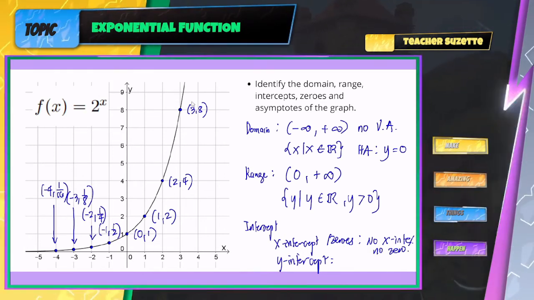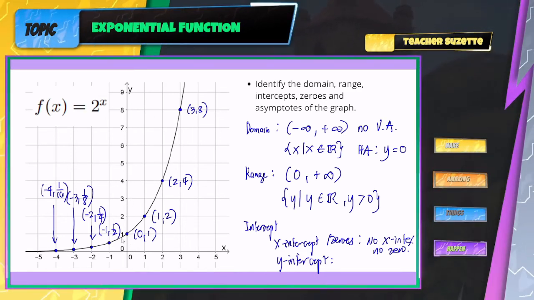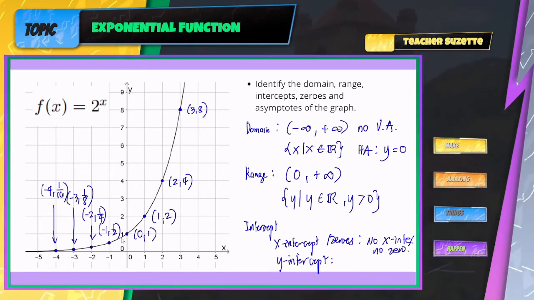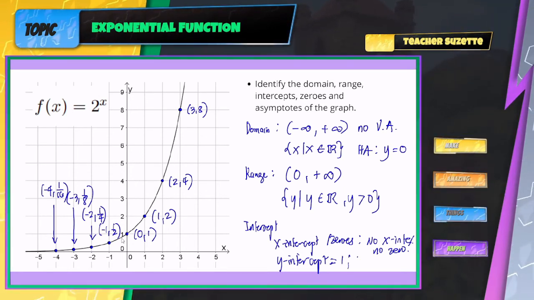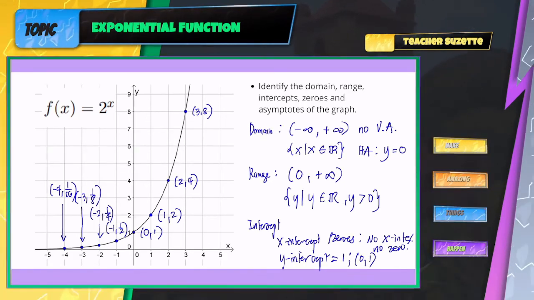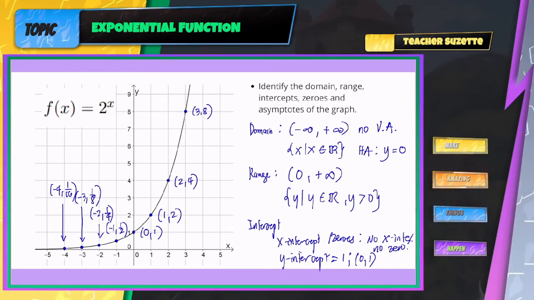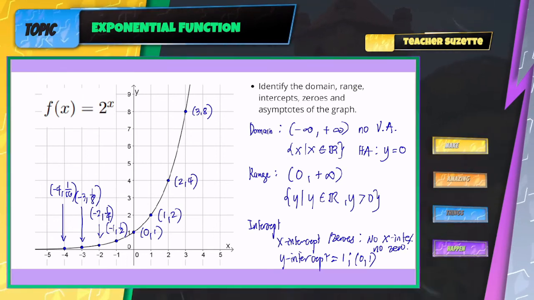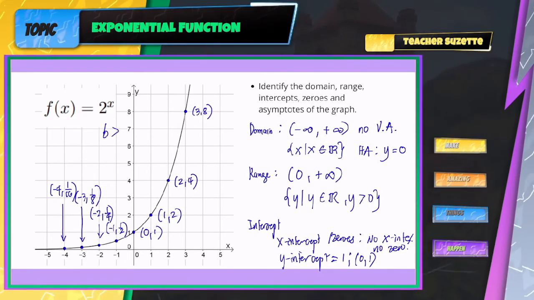For y-intercept, let's look at our y-axis. And we have our point 0, 1. So, our y-intercept is equal to 1 or 0, 1. So, that's it po for the properties of our graph f of x is equal to b raised to x when our b is greater than 1.